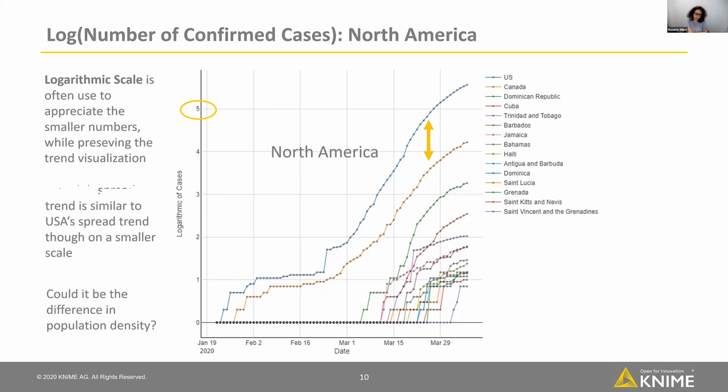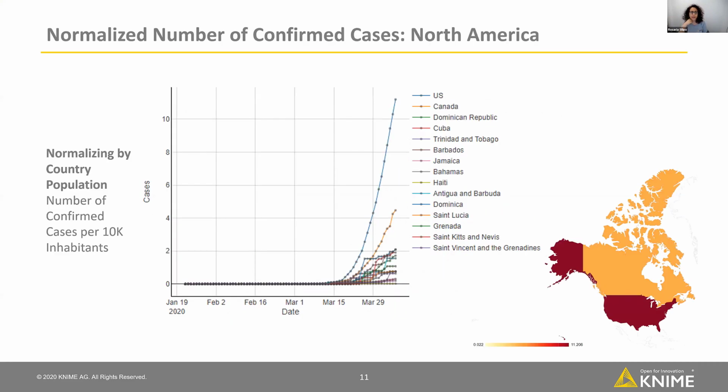Now, could it be that the absolute numbers in Canada are due to the difference in population? I mean, the population size in Canada is much smaller than the population size in the US. So another common approach to visualize data by country is to normalize by the country population. In this case, instead of the absolute total number of confirmed cases, we would have the number of confirmed cases per 10,000 inhabitants.